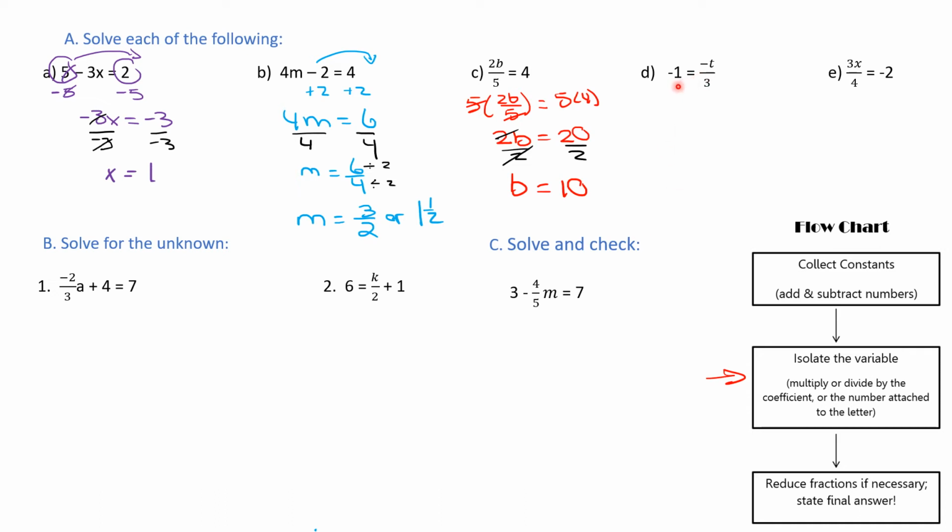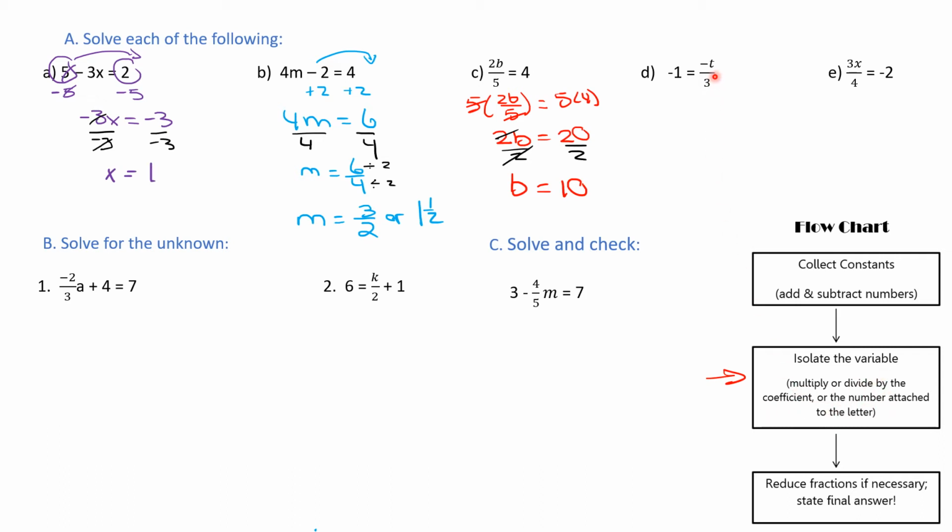D. This one is weird looking. Okay, step 1, collect the constants. This -1 is a constant. This 3 is not a constant. It's attached to that. So I don't have a step 1. I'm going to go right to step 2. Isolate the variable. Multiply or divide by the coefficient.